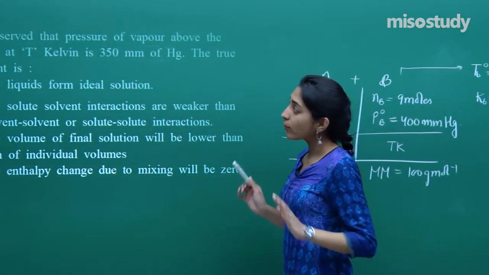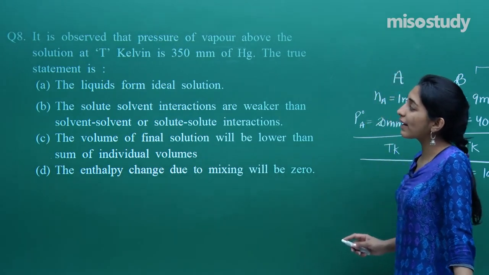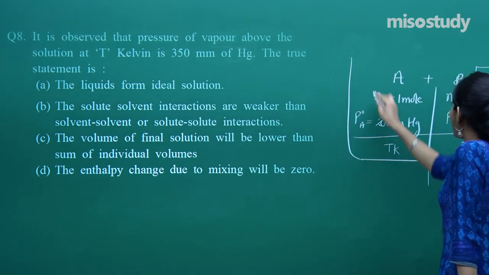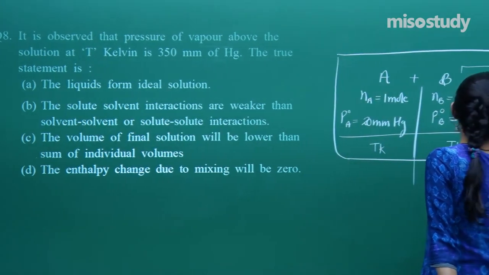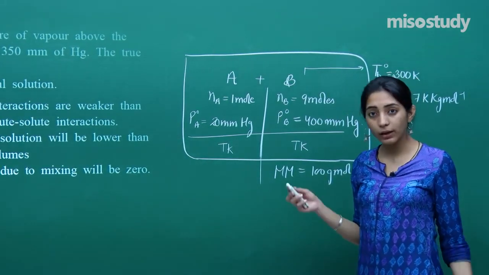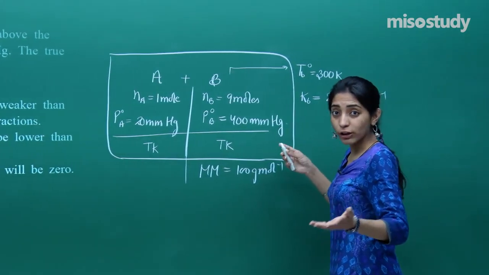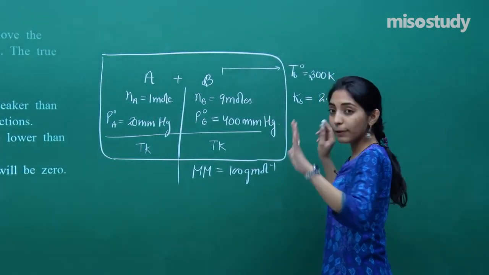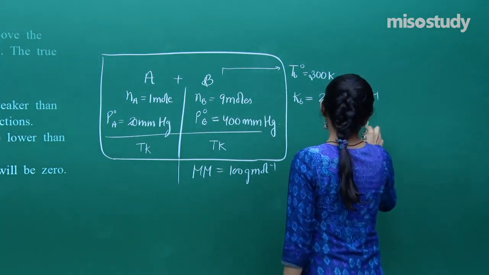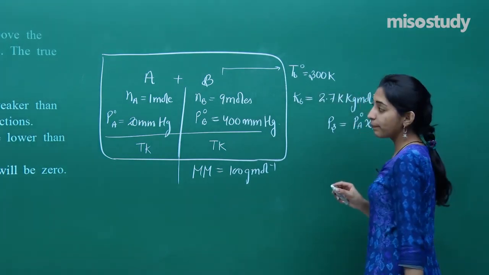It is observed that the pressure of vapors above the solution at T Kelvin is 350 mm of Hg. That means when you prepare a solution with the following data, the vapor pressure has been observed to be 350 mm of Hg. You need to tell the true statement. Okay, so let's see. If I assume the solution is an ideal solution, or if I just apply Raoult's law, then we can say pressure of solution is equal to P naught A XA plus P naught B XB, right?